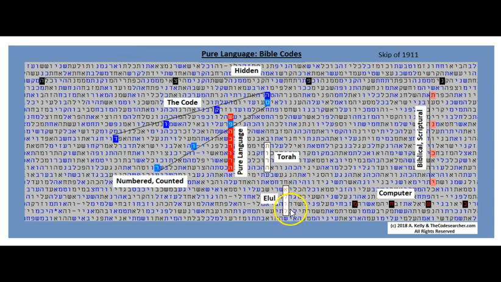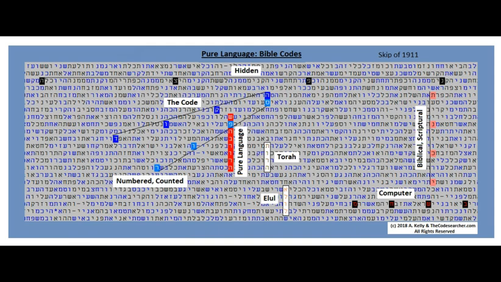Elul, I'm not sure why it's in this table, but it is a Hebrew month. I haven't figured that one out yet. And then we have biblical, Tanakhi in the pink, and computer, starting with the mem, going to the right. And those are the smaller sections of the Bible code.